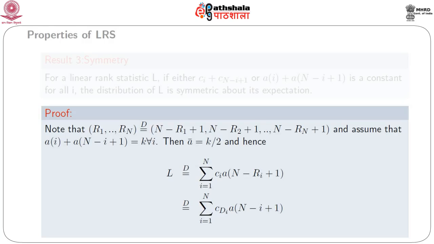Now, for proof, assume that Ai plus A_(n minus i plus 1) equals k for all i. Then a simple algebra gives A bar as k by 2. Now, the distribution of L is the same as summation i from 1 to n Ci multiplied by A_(n minus Ri plus 1). And again, the distribution of the last quantity is the same as summation i from 1 to n C_(di) multiplied by A_(n minus i plus 1), where di are the anti-rank vectors corresponding to the ranks.